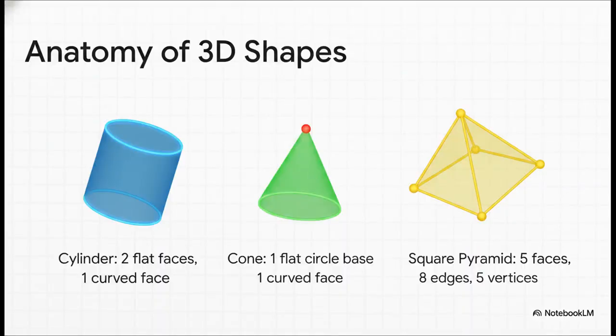Once you know the anatomy, you can decode pretty much anything. Let's run through a few more real quick. A cylinder, it's got 2 flat circular faces on the top and bottom, and one curved face wrapping around the middle. A cone has a flat circle base, one curved face, and exactly one vertex at the very top. What about a square pyramid? It has a square base and 4 triangle sides, which gives it 5 faces, 8 edges, and 5 vertices. And a rectangular prism, like a brick, acts as the ultimate building block with its 6 faces, 12 edges, and 8 vertices. See? You're already speaking the language of geometry.